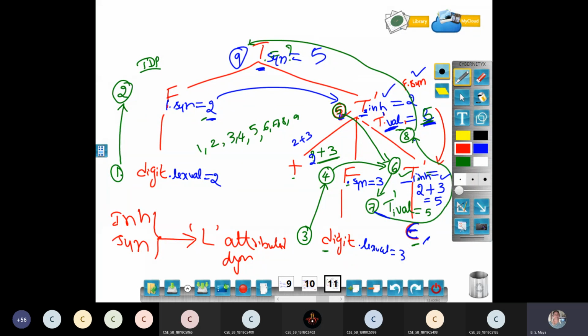In the 2 marks question I will get it: what is L attributed definition? What is S attributed definition? The second class of SDD is called L attributed definition. You have 2 points there. Those 2 points I will show in my PPT. Just observe what are inherited attributes, what are synthesized attributes, how to solve the problem in top down parsing, and how to solve it in bottom up parsing.